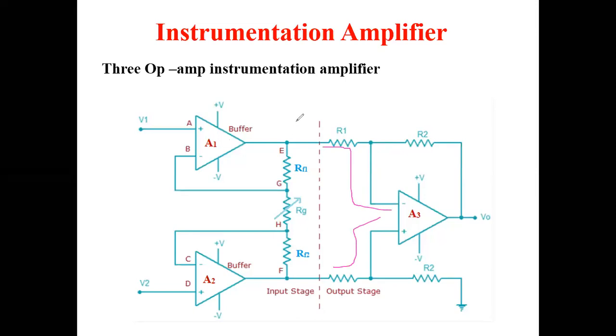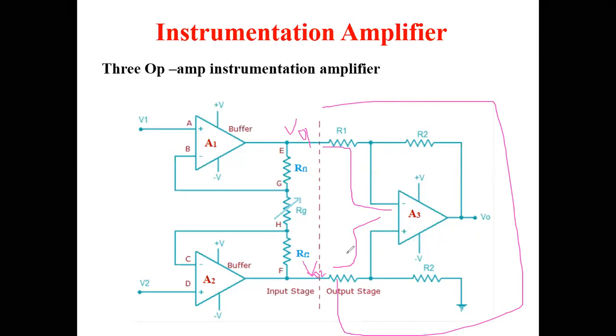Let us take the output of A1 as V01, given to one input terminal of the A3 amplifier, and the output of A2, take it as V02, is given to the other terminal of the op amp. Therefore, the second stage, also referred to as the output stage, is a basic difference amplifier or differential amplifier, or I can take it as a subtractor as well. Whatever, maybe all the resistances are equal.